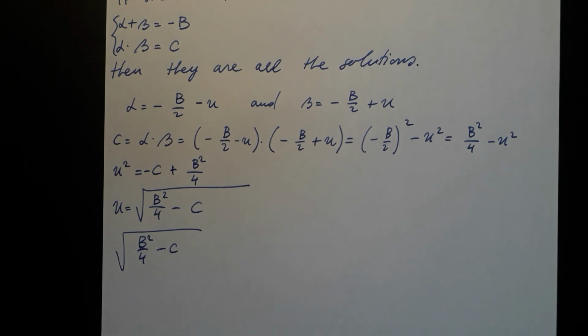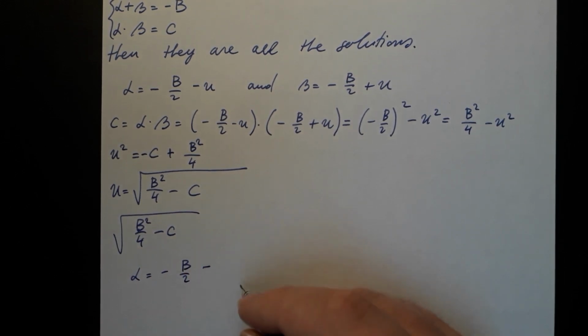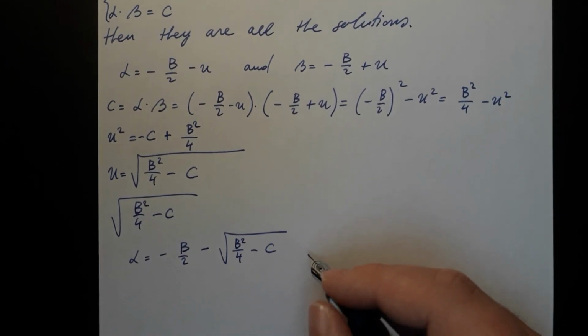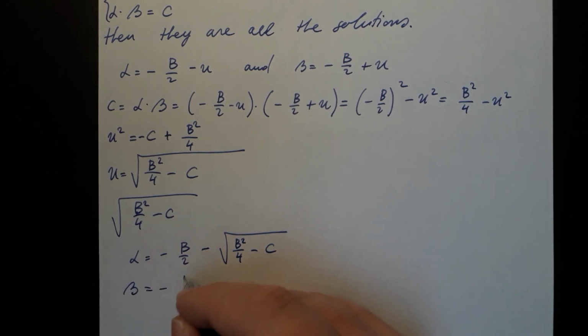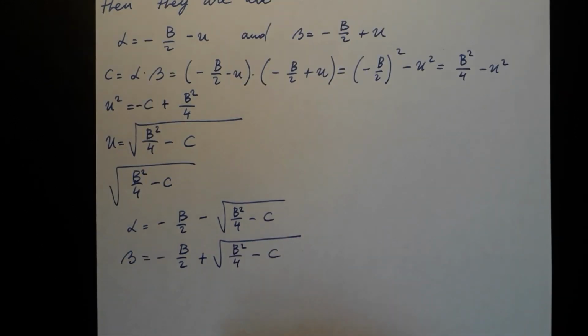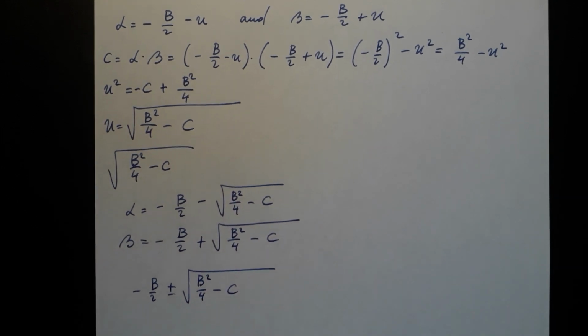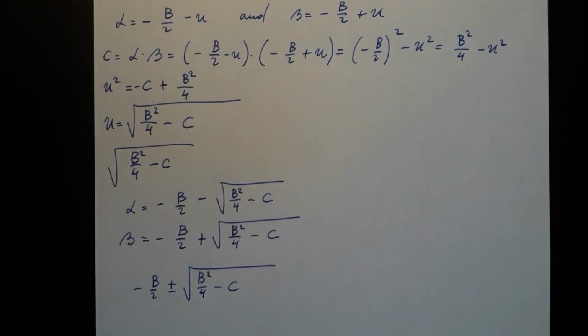And then the solutions to the quadratic equation are alpha, which is negative b half, minus the square root of b squared divided by 4 minus c, and beta, which is negative b half, plus the square root of b squared divided by 4 minus c. Now the solution, negative b half plus or minus the square root of b squared divided by 4 minus c, doesn't look like the quadratic formula we are all used to. It is actually equivalent to it.